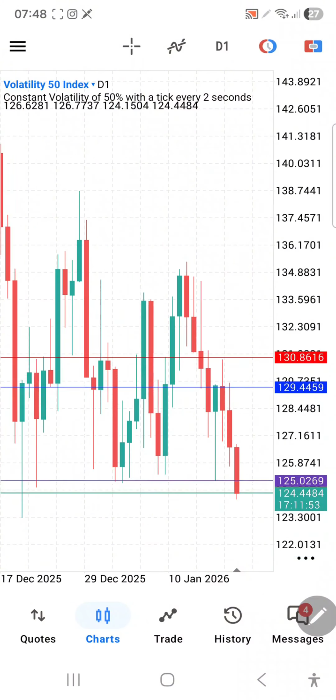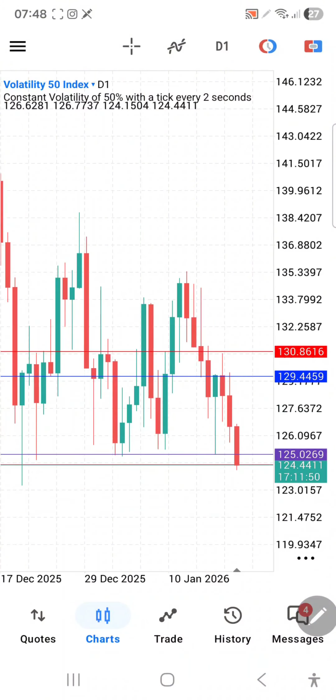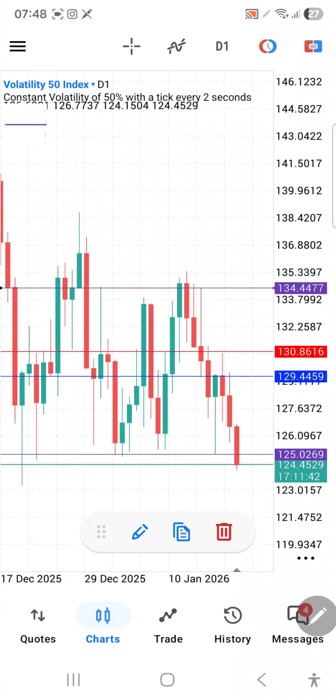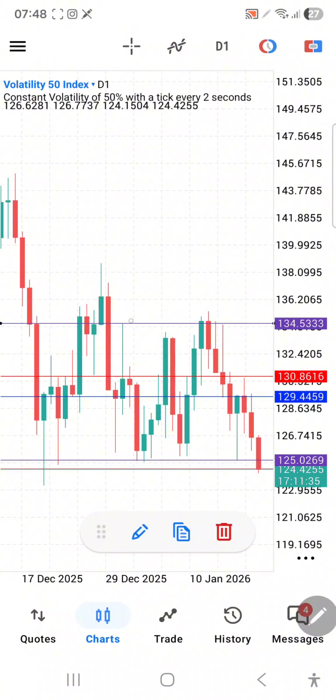So on the daily time frame, I had price coming from what? This daily liquidity, this zone here. Yes, let me show you. I had price coming from here, from this zone here. So price tapped on the liquidity here, which I also took this particular trade. Yes, I took this particular trade.